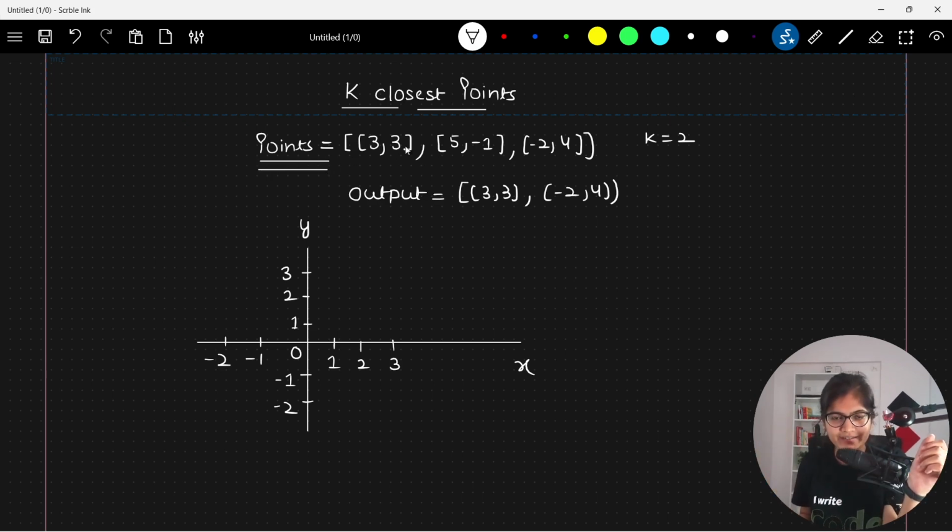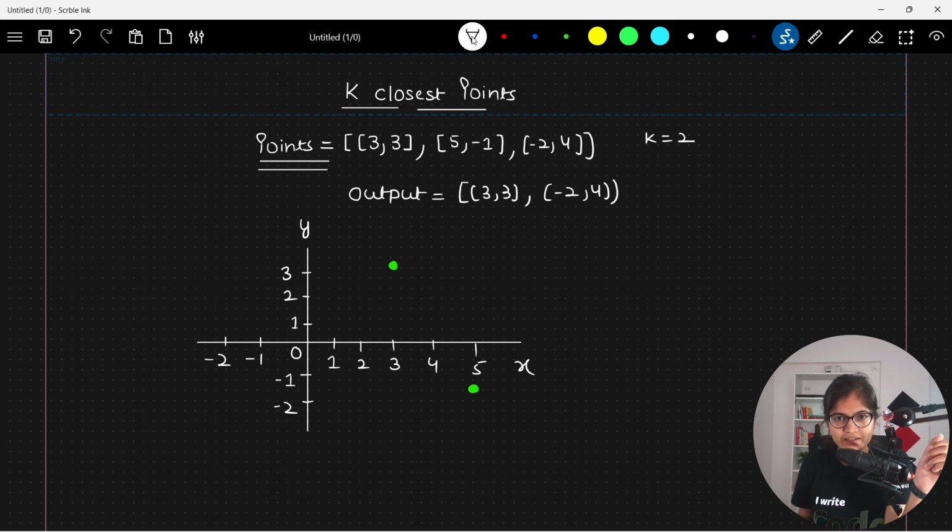I'm just taking a random example like 3, 3. So this point will certainly lie over here, right? Then we will be having 5, -1. So suppose here it will be 4, it will be 5. So can I say that 5, -1 will lie maybe here, right? And then I will be having -2, 4.